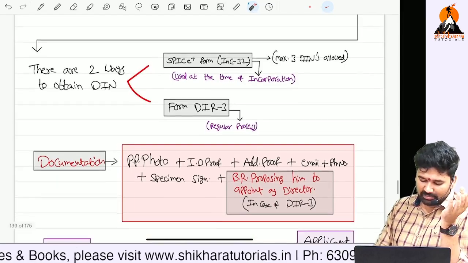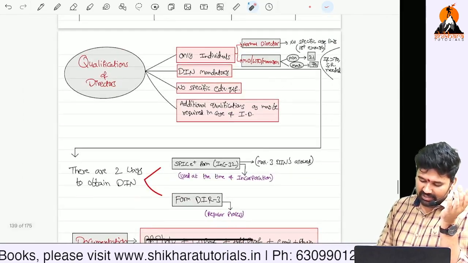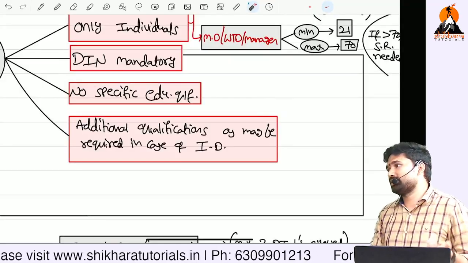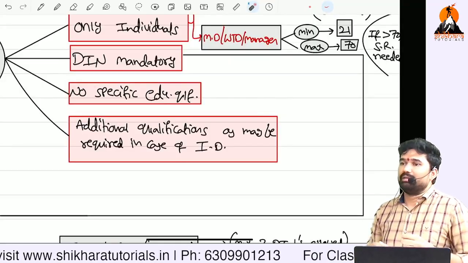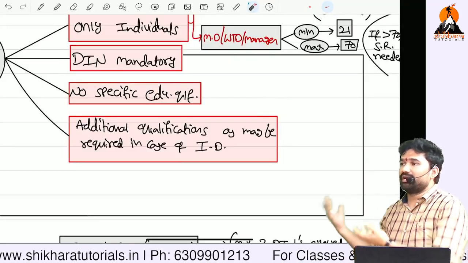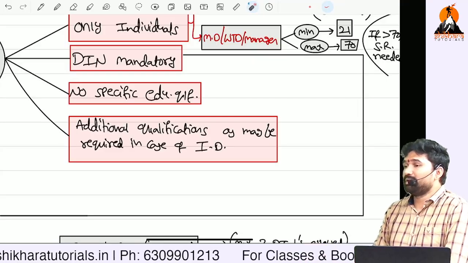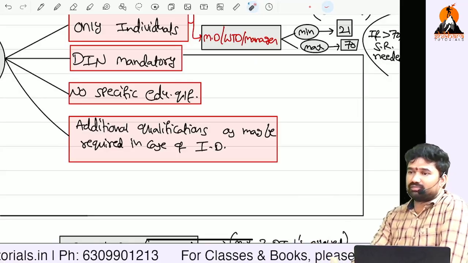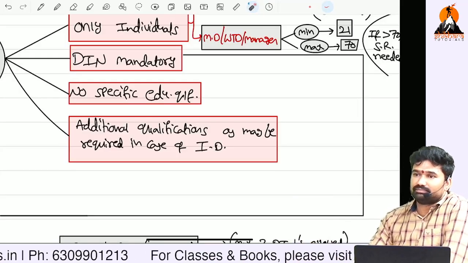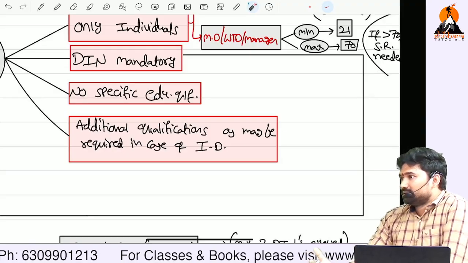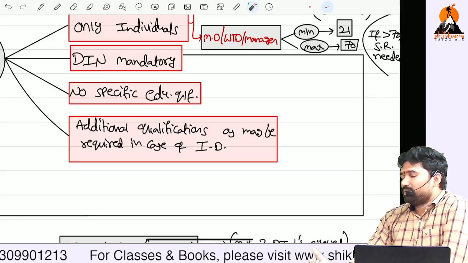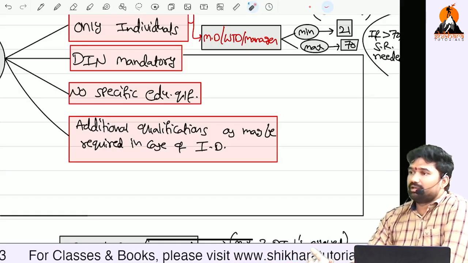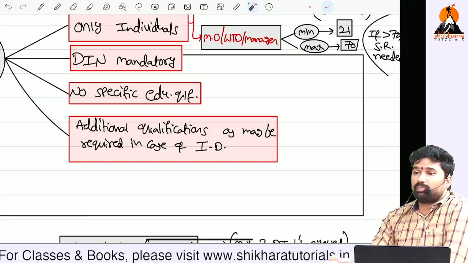This is the process of obtaining DIN. And next one is no specific educational qualification. Even a 10th fail or 7th fail person can also act as a director. Why? Because business expertise has nothing to do with education. Some people, even without education, do miracles in business. Aditya Birla Group of Companies Chairman, Kumar Mangalam Birla, is a chartered accountant. He is running the entire group successfully.